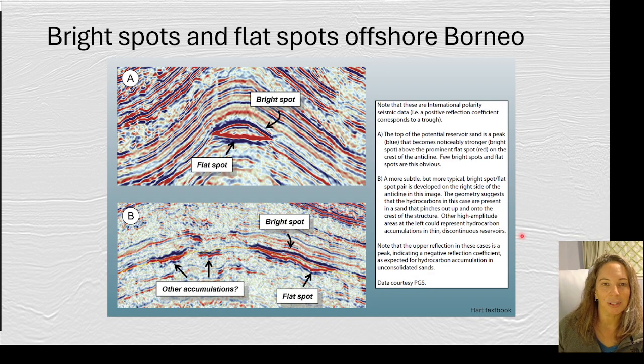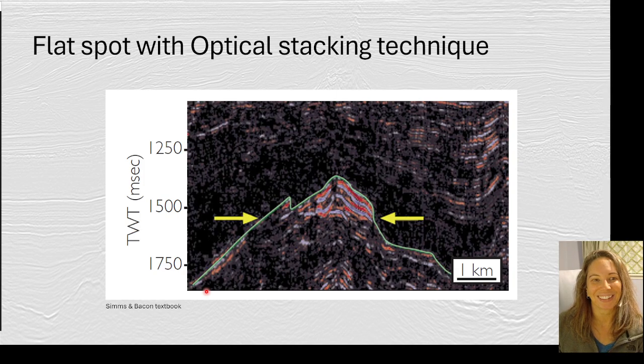Here's some more examples from offshore Borneo from the Hart textbook. We have a really lovely bright spot that really stands out, and then we have a flat spot associated with it too. Here's another case where we've got the bright spot, and then we also have a flat spot right down here. You can see as you move from the hydrocarbon leg down into the water leg. They also point out some other potential accumulations too, again with that question mark that I love putting in my interpretations when you're not quite sure, but you have an inkling or you want to point it out.